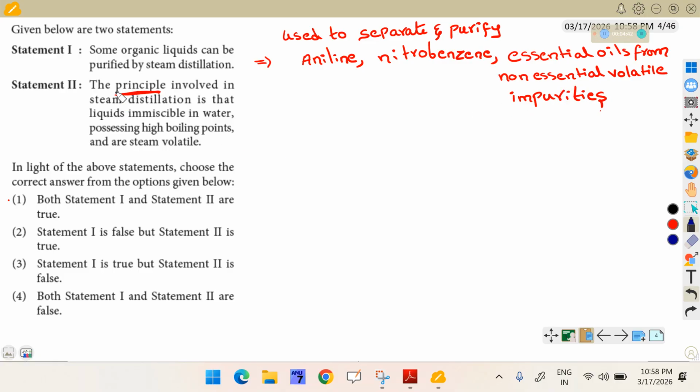The next question is a statement based question. Statement 1: Some organic liquids can be purified by steam distillation. Yes, this is correct. Generally, the steam distillation process is used to separate and purify compounds like aniline, nitrobenzene, essential oils from non-volatile impurities. The principle involved in steam distillation is that liquids immiscible in water, possessing high boiling point and steam volatile. The principle is also correct. Both statements 1 and 2 are true.